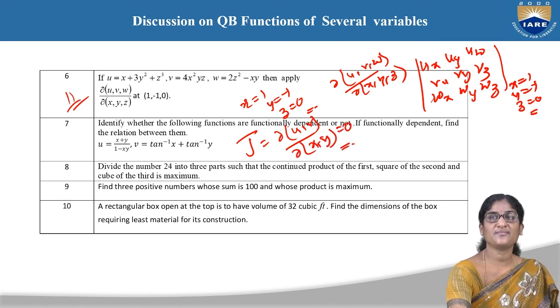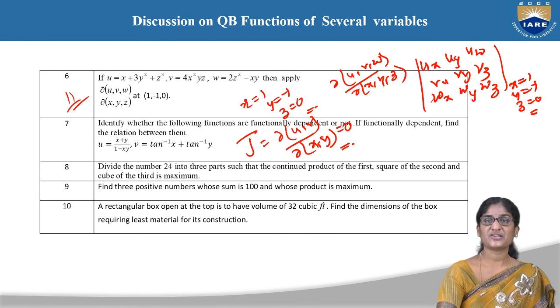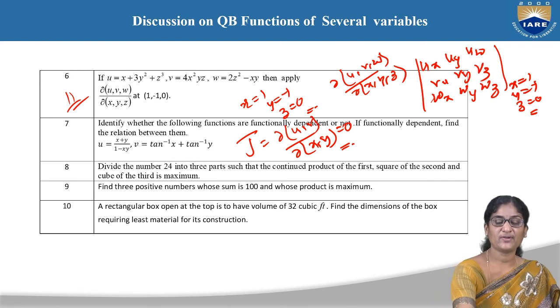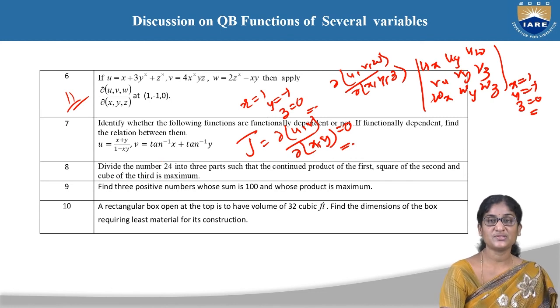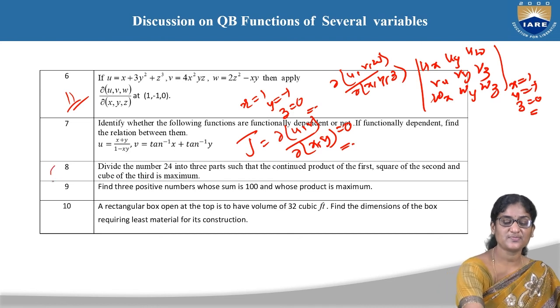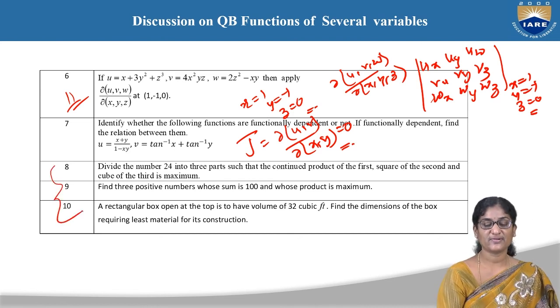If it is 0, then there exists some functional relationship and that functional relationship you need to find out. So mostly I think we are going to get it as u is equal to tan v, like that. Now, these three are the application problems of functions of several variables.